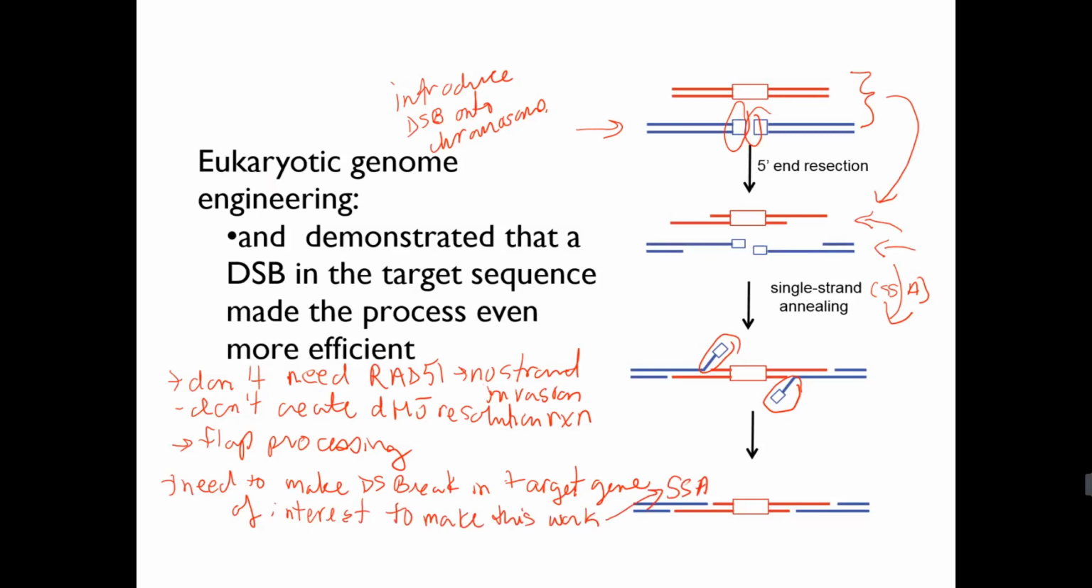Okay, so the engineering part is the site-specific double-stranded break. The rest of it is just normal endogenous cellular double-strand break repair. So the engineering is really just the creation of the break. And you can imagine the current favorite method of creating a site-specific double-stranded break is to use CRISPR-Cas. So the favored method is to use CRISPR-Cas to do this.